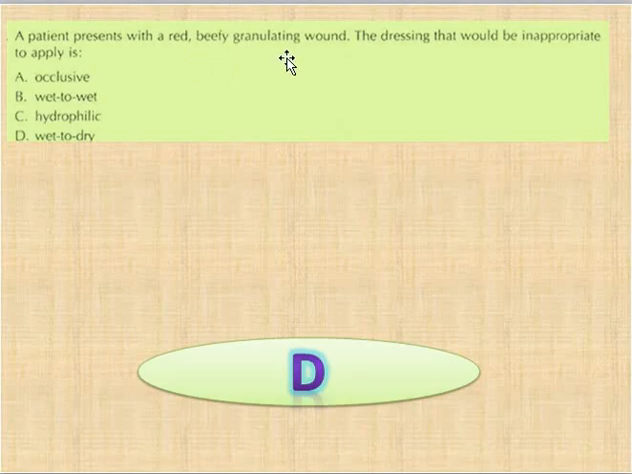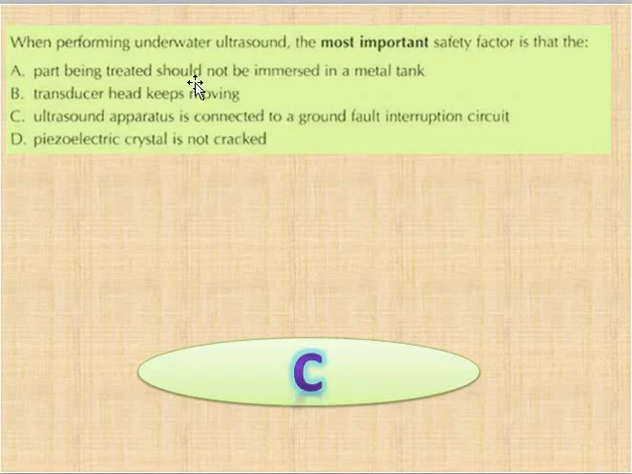A patient presents with red, beefy granulating tissue. The dressing that would be inappropriate to apply is A, occlusive, B, wet to wet, C, hydrophilic, D, wet to dry. Wet to dry is inappropriate.